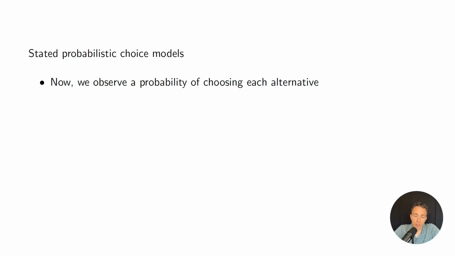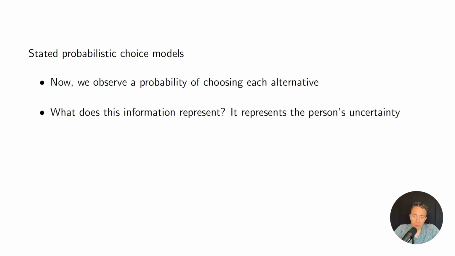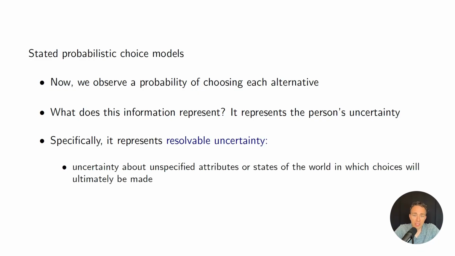As I just said, we're observing a probability instead of an indicator that an option was chosen or a ranking. In an earlier video, we touched on what sort of information this probability represents. Why would someone be uncertain about the final choice they would make? Well, we talk about this in terms of what's called resolvable uncertainty, which just means that the person isn't exactly sure which option they would choose under the specified scenario, because some states of the world will be realized between the time they're reporting this probability to the researcher and the time they would actually make the choice.